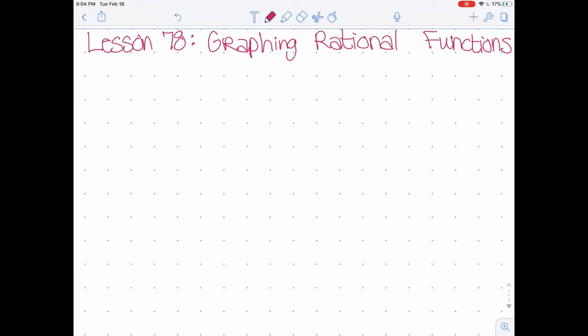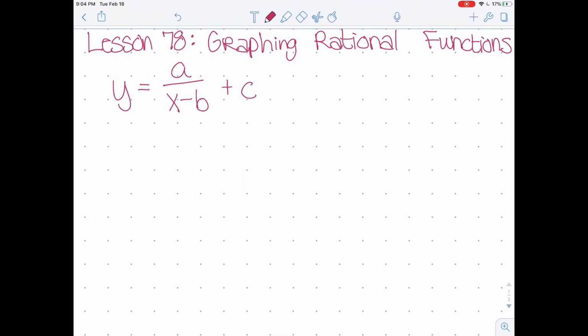So, one of the first things we need to know is that in order for us to figure out different things about rational functions, we want to get them into the form y equals a over x minus b plus c. And that sounds like a lot of just letters thrown together, I know, but as we go, this will make a lot more sense to you as we get rolling.